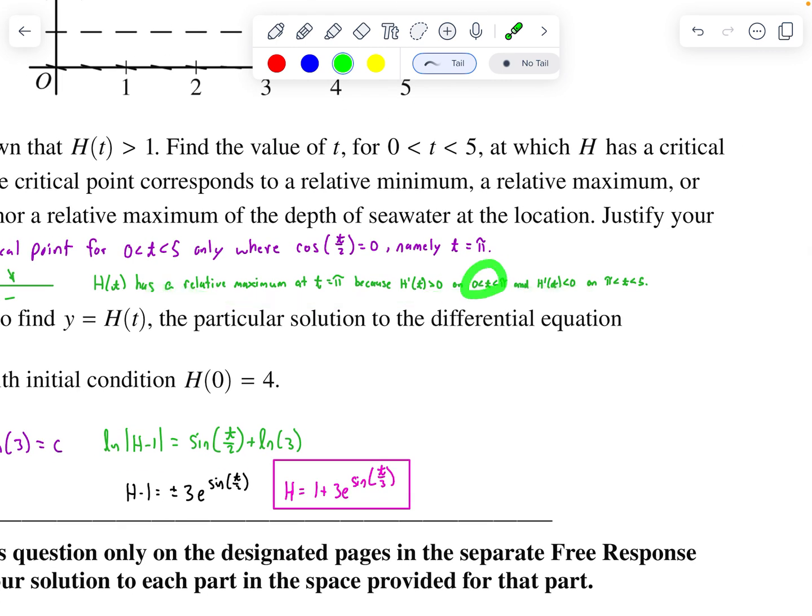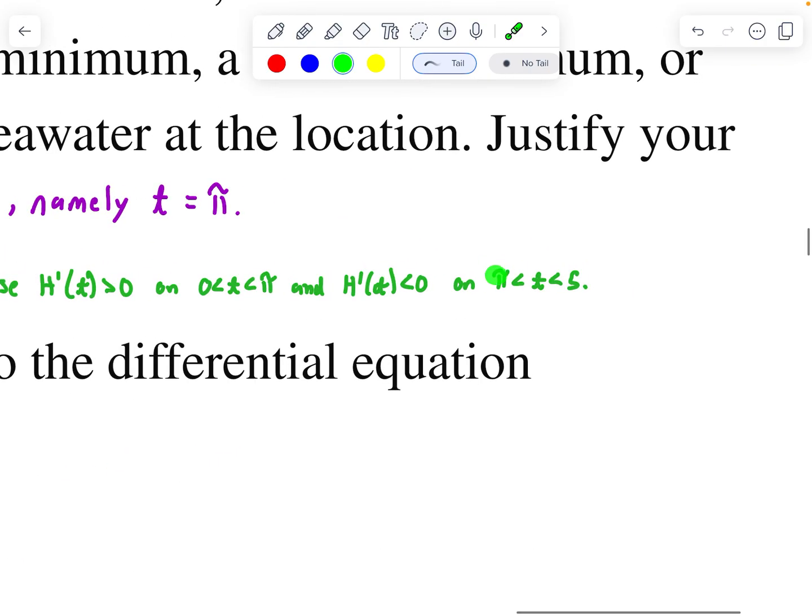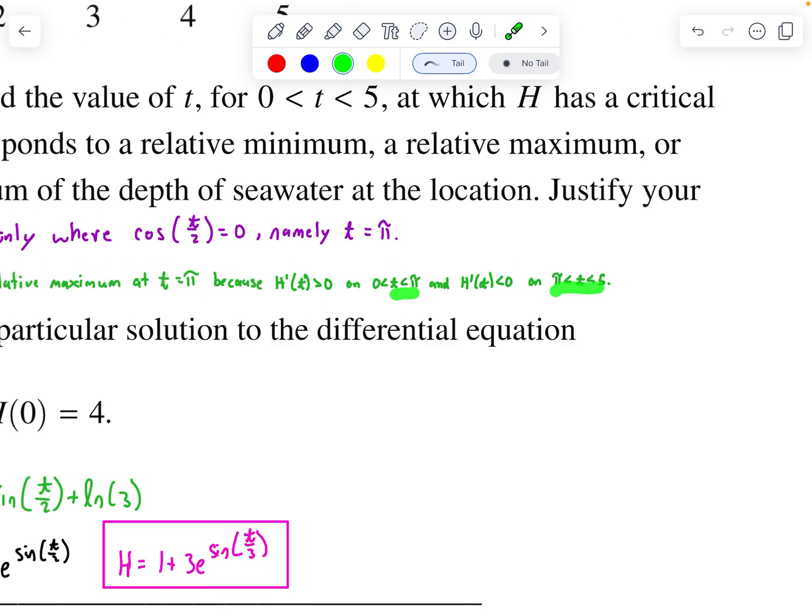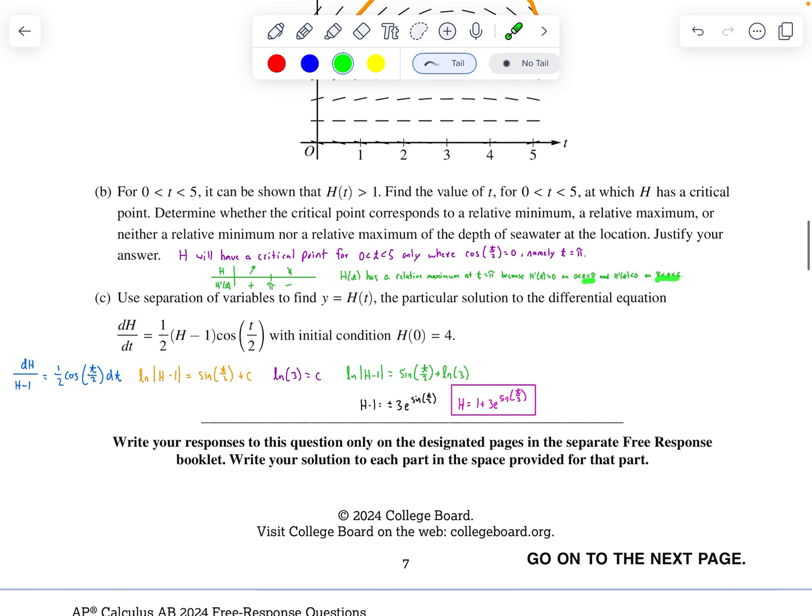You don't need to write it in inequality notation. You can just say h prime of t is greater than 0 before pi, and h prime is less than 0 after pi. But really, it's not after pi the whole time. It's pi until 5. So it's probably best to use this notation so you know where the cutoff is.